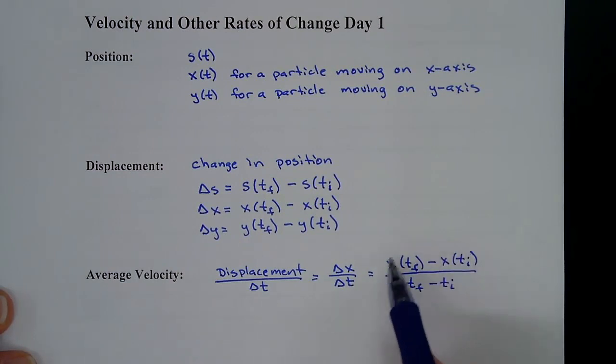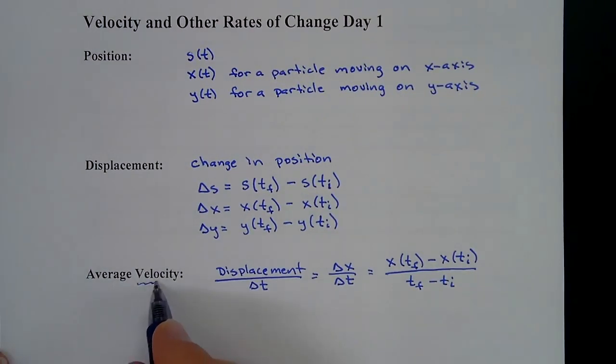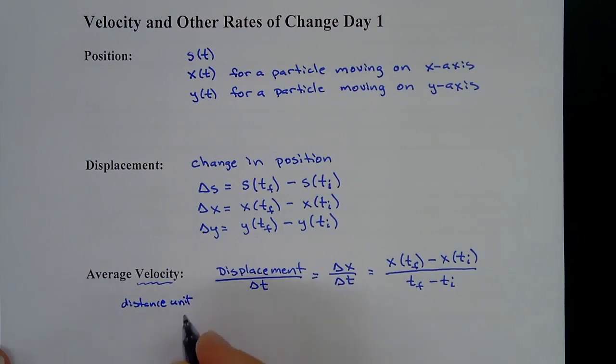This should look familiar. This is slope. This is average rate of change. Average rate of change is the generic form. Average velocity is a specific one. So average velocity, or velocity, is a rate, but it's a specific rate where you have a distance unit over a time unit. So what you guys are familiar with is miles over hours, right? That'd be miles per hour. That's speed limits, right? Okay.